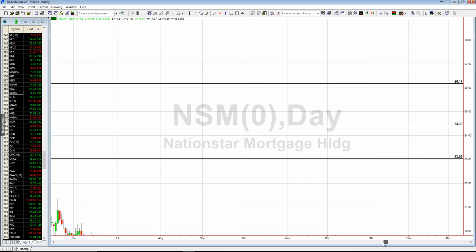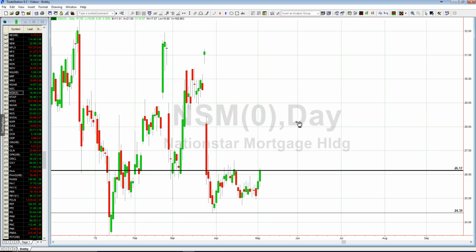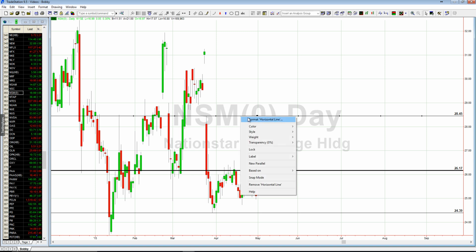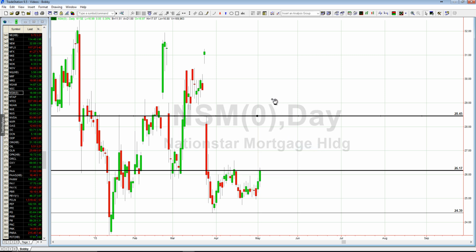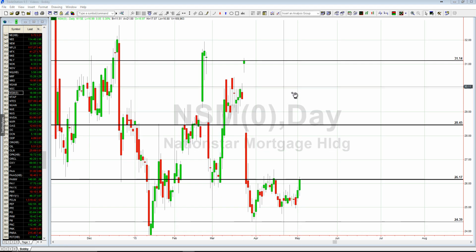Okay. And we actually have the same thing right here. Now here we're gonna put it right there. Okay, we're gonna put a black line there, and we're gonna put a black line right here where it gapped down from. Okay, so those are going to be areas of interest to us.